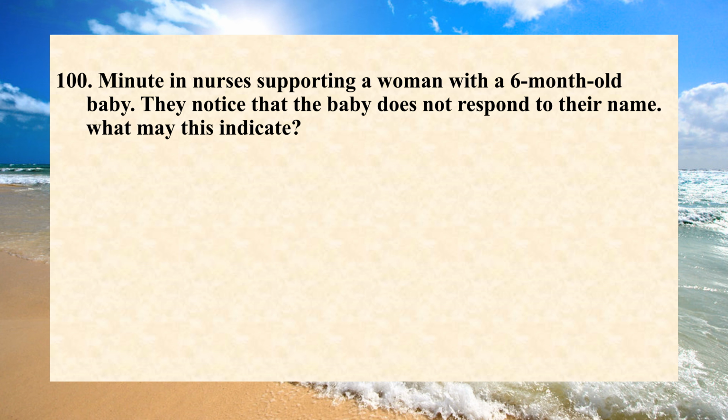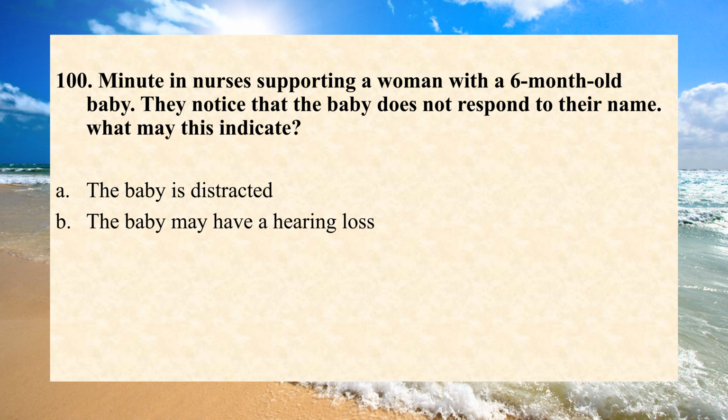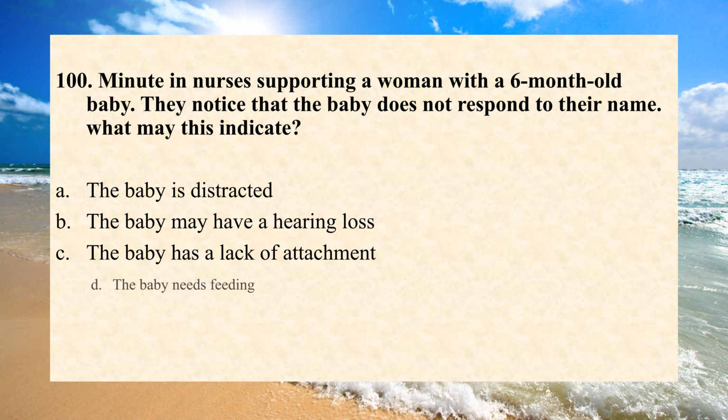A nurse is supporting a woman with a 6-month-old baby. They notice that the baby does not respond to their name. What may this indicate? Option A. The baby is distracted. Option B. The baby may have hearing loss. Option C. The baby has lack of attachment. Option D. The baby needs feeding. Answer is B. The baby may have a hearing loss.